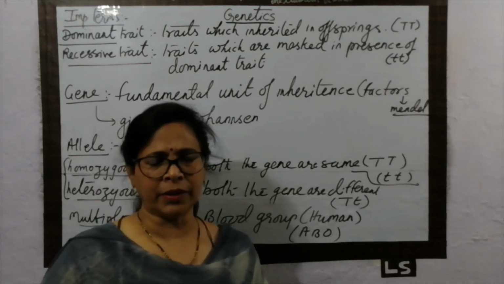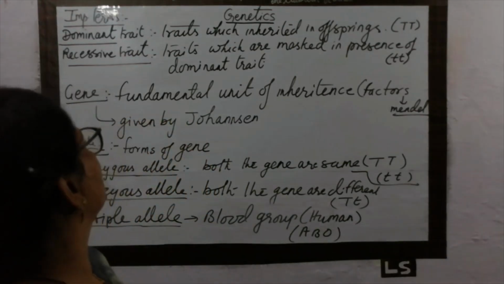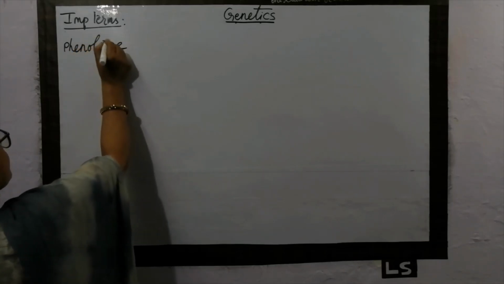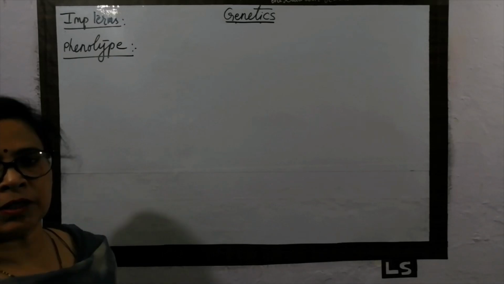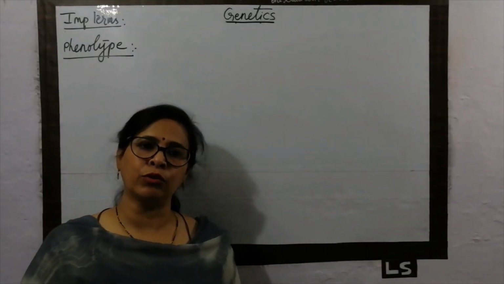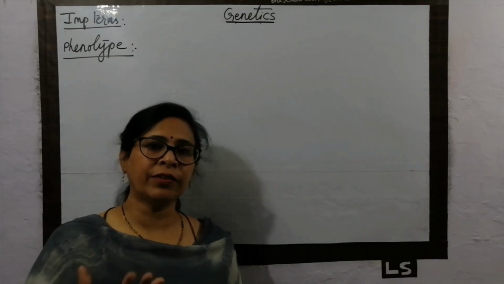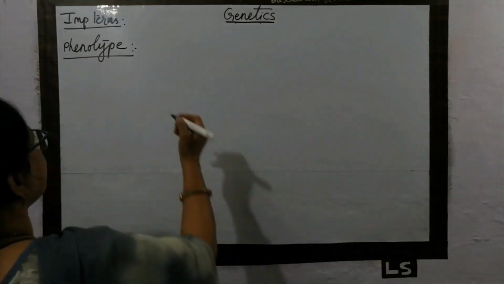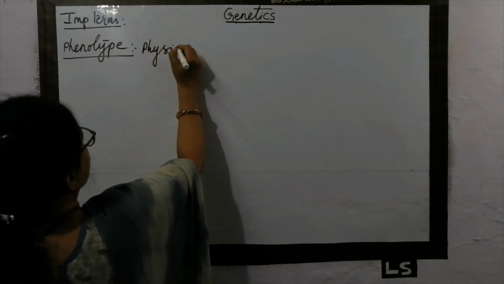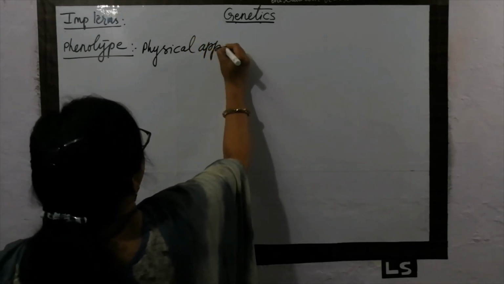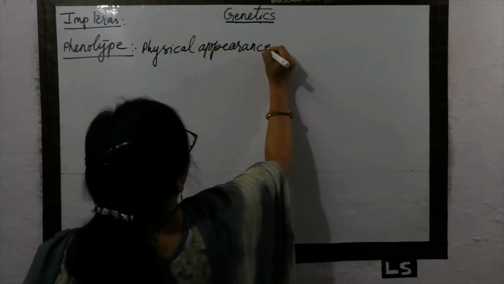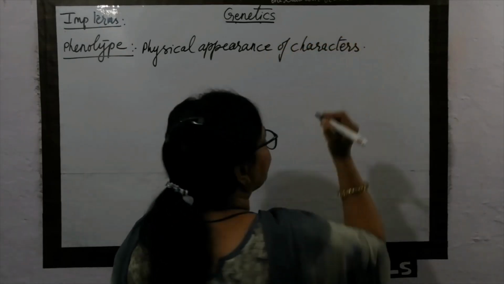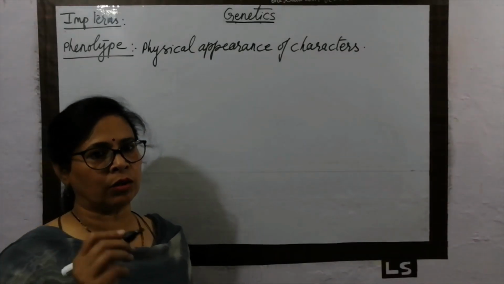Three more terms are there: one is the phenotype, then genotype, then the cross, then the F1 generation also. This is the phenotype. What is phenotype? It is also an important definition that you have to know. The physical appearance, whatever appearance we recognize from outside, that is called the physical appearance of characters, the phenotype. When we study the laws, we will discuss all this again.